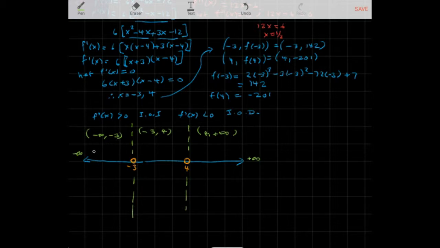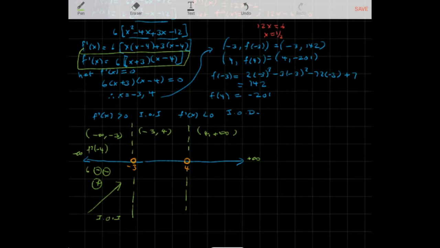Let's figure out the sign here. I'm going to pick a number between -infinity and -3. Let's do f prime of -4. If you plug it into your first derivative function, which will look like this, you'll have -4 plus 3 is negative. Right, so you have 6 times negative. -4 minus 4 is -8. So that's a negative. And you have two negatives, so this is a positive. So this is an interval of increase. Okay, so we have an interval of increase here.